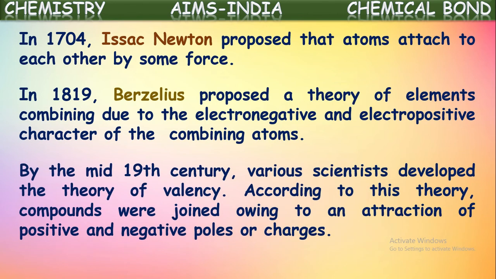By the middle of the 19th century, various scientists developed the theory of valency. According to this theory, compounds are joined owing to an attraction of positive and negative poles of the charges. So, in the 19th century, different scientists proposed different theories based upon valency. According to this theory, atoms with opposite charges are attracted together and hence form a compound.